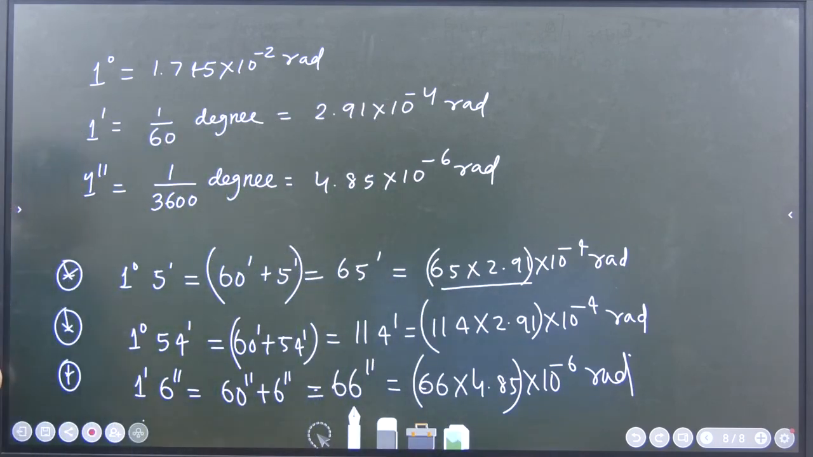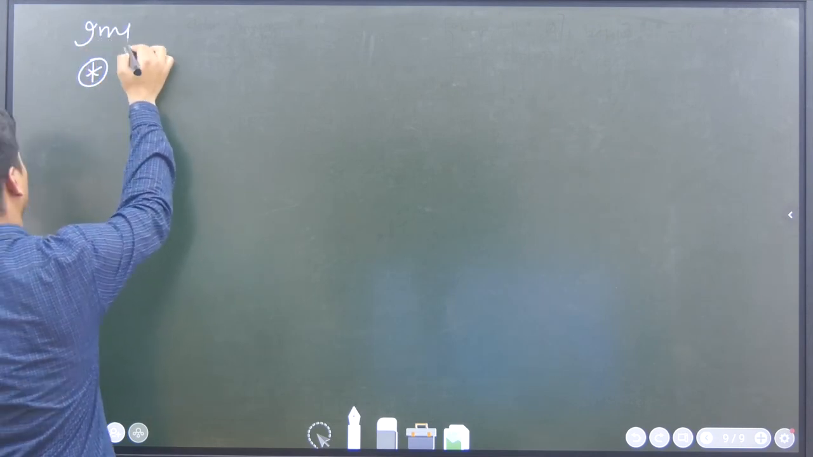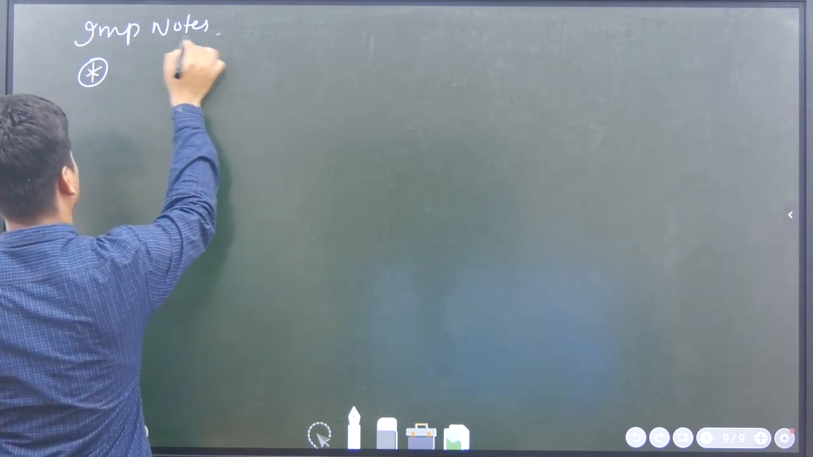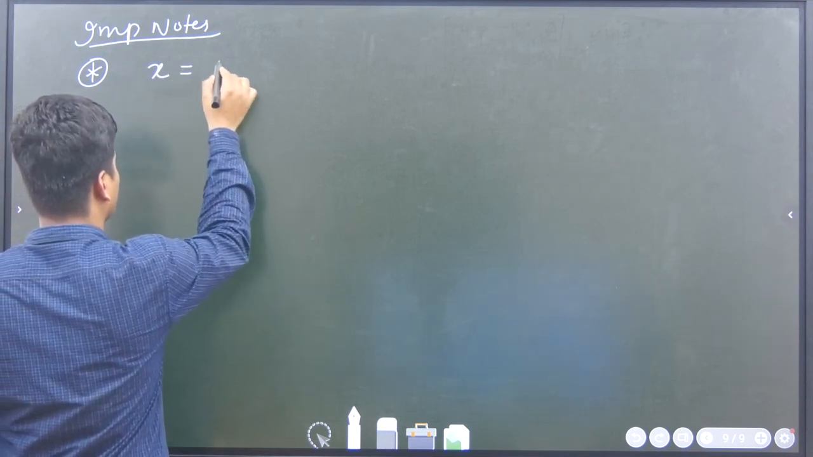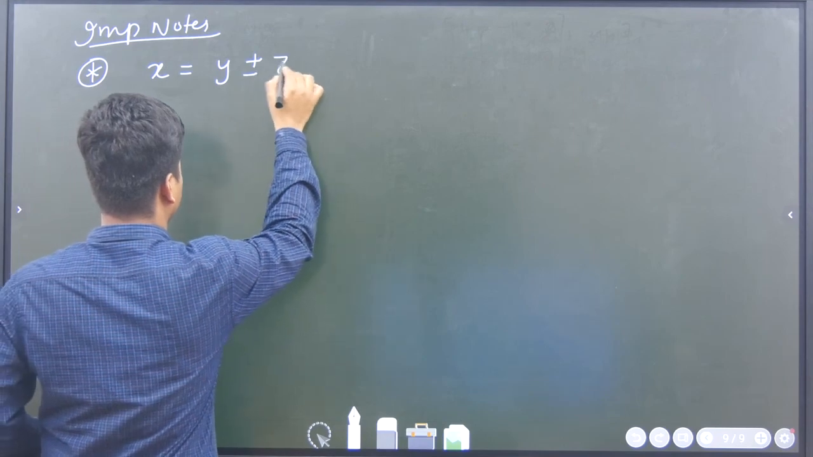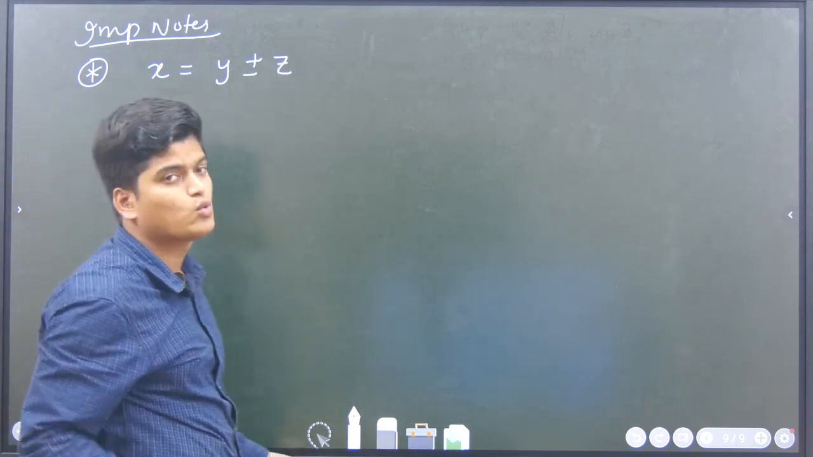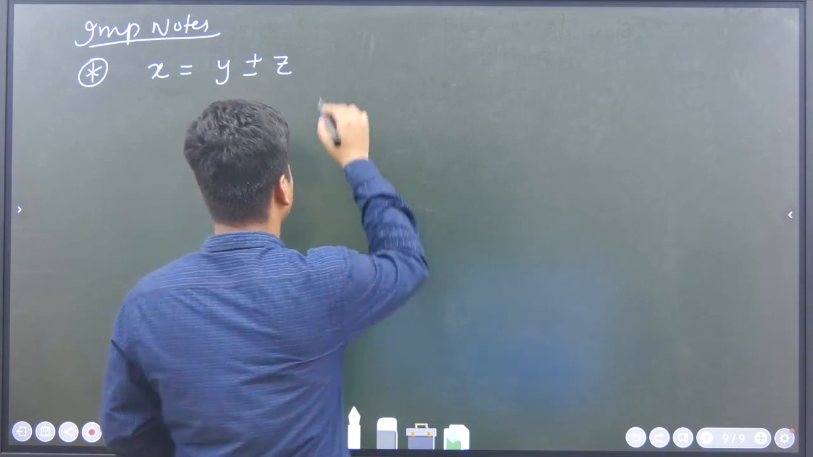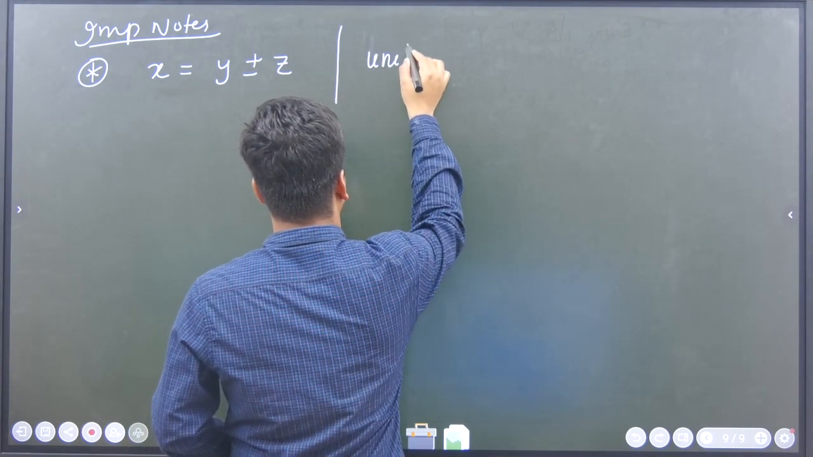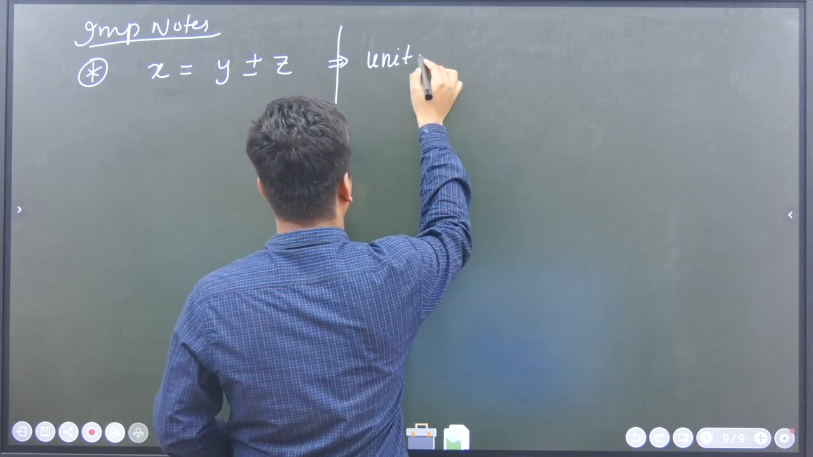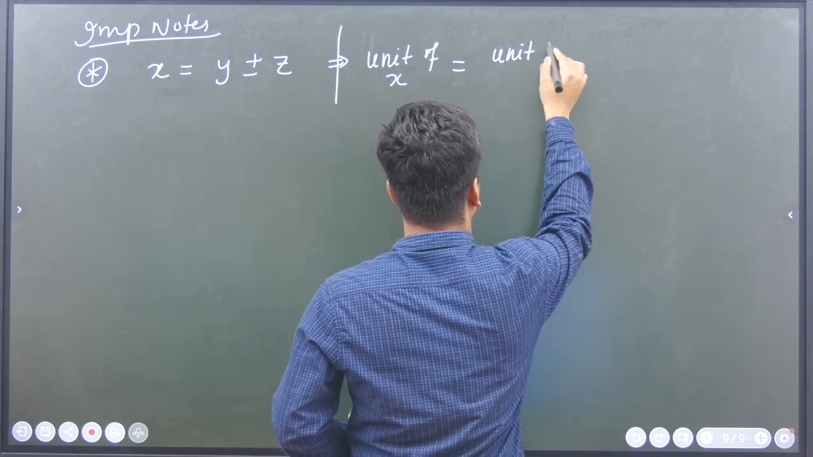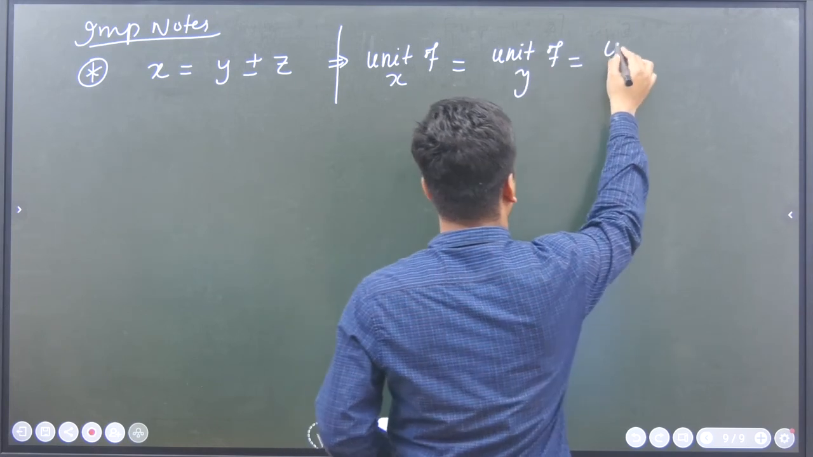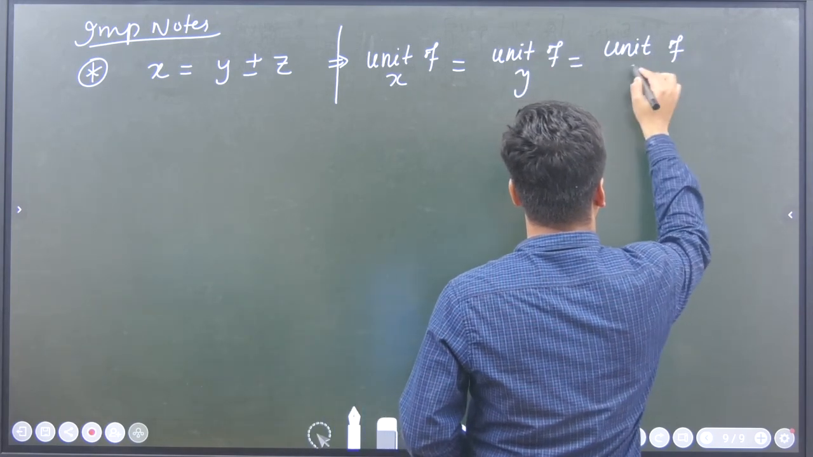Now, next we will go to one star mark point. You can write it in important notes. Okay. So, here suppose one equation is given, x equal to y plus minus z. If this type of thing is given, then remember what you can write. Now, you can understand the unit. This basically tells that the unit of x should be equal to the unit of y, which should be equal to the unit of z.